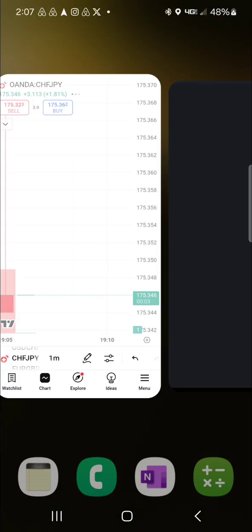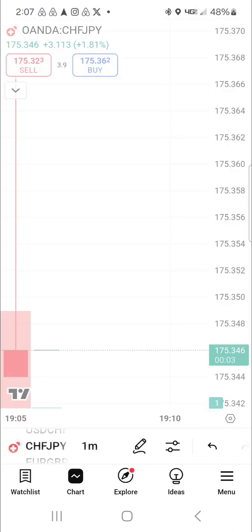Well, this is not good. Pocket Option is acting up now. I don't know if my connection must be bad, even though it says I'm on 4G LTE. You know how that goes. I'm gonna go ahead and pause the recording for now. I'm gonna get back with you though.